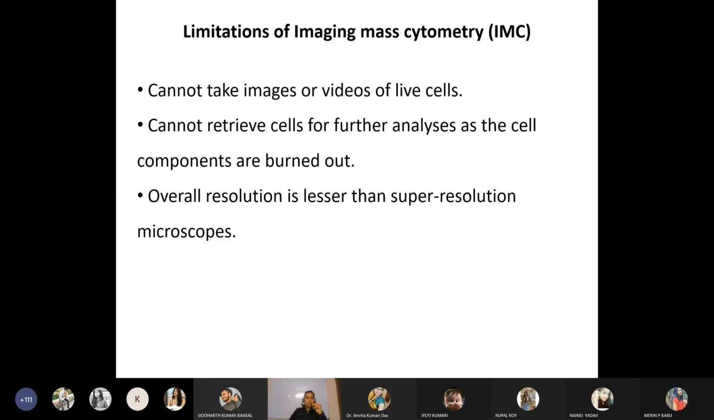But what are the limitations? We cannot take images or videos of live cells, just like we are doing with a super resolution microscope, and we cannot retrieve the cells for further analysis as the cell components are burned out. Overall resolution is lesser than a super resolution microscope, but we are more concerned about the different types of proteins we are interested to study. So the gap in the resolution is not that much.